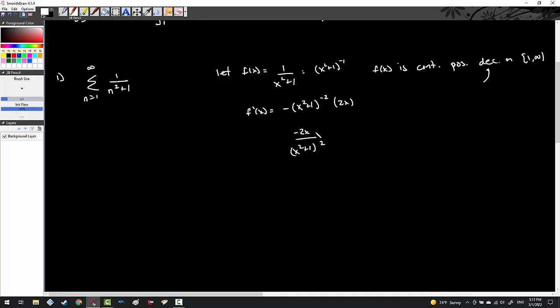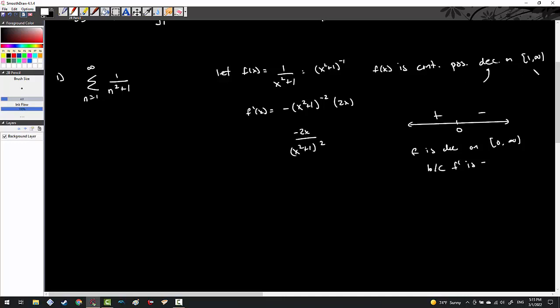So it looks like my only critical number is going to be 0. So from here, critical value is going to be 0. This guy's always positive. He goes from plus to minus. So that means that we are, in fact, decreasing, right? So f is decreasing on 0 to infinity because f prime is negative. And therefore, f is decreasing on 1 to infinity.